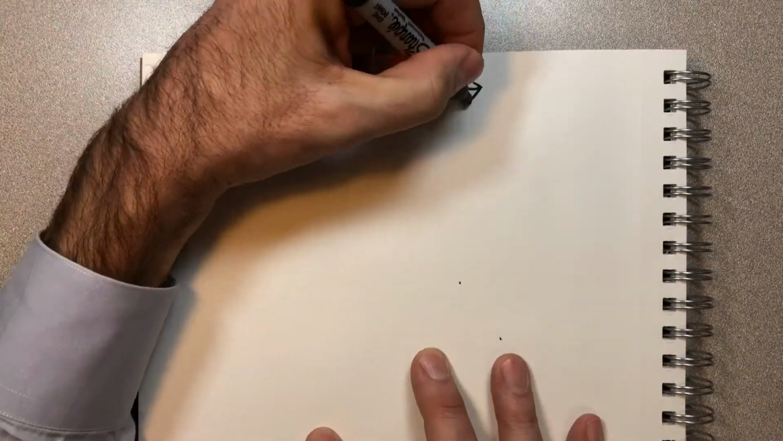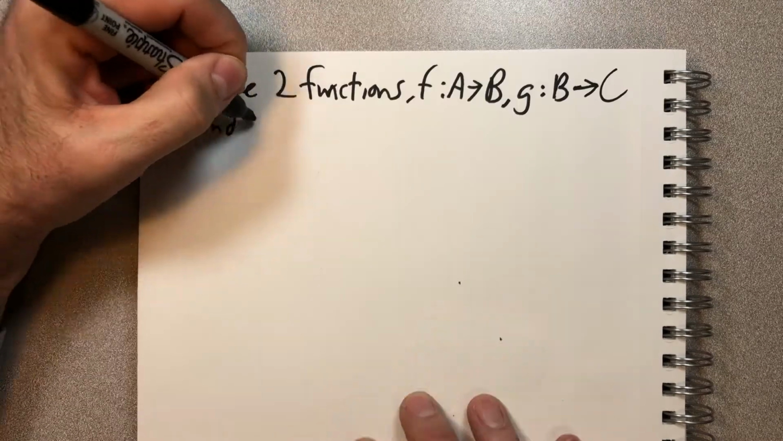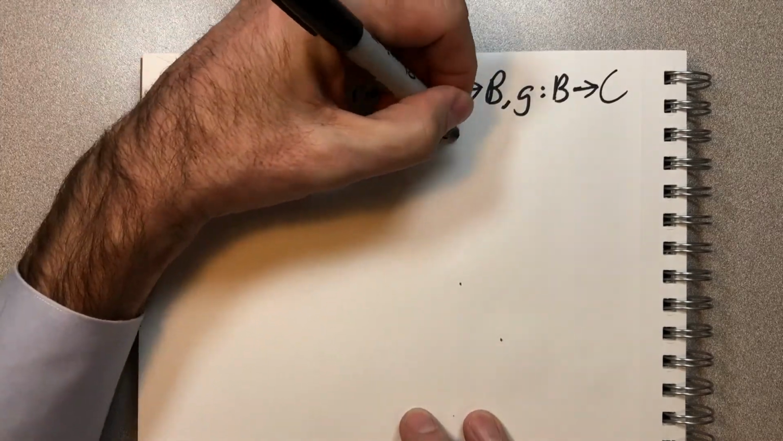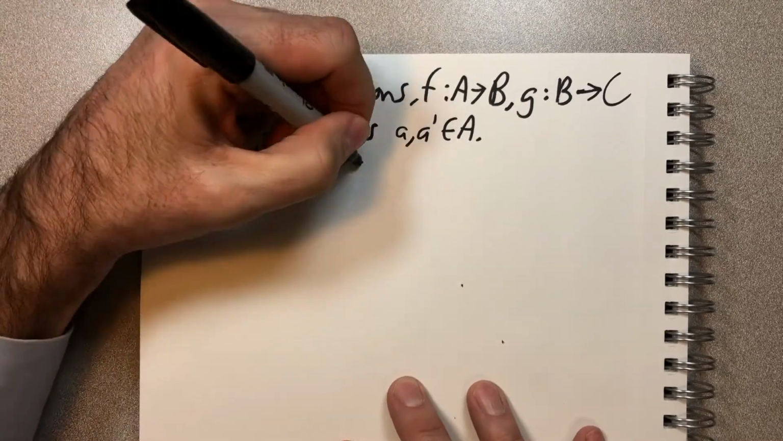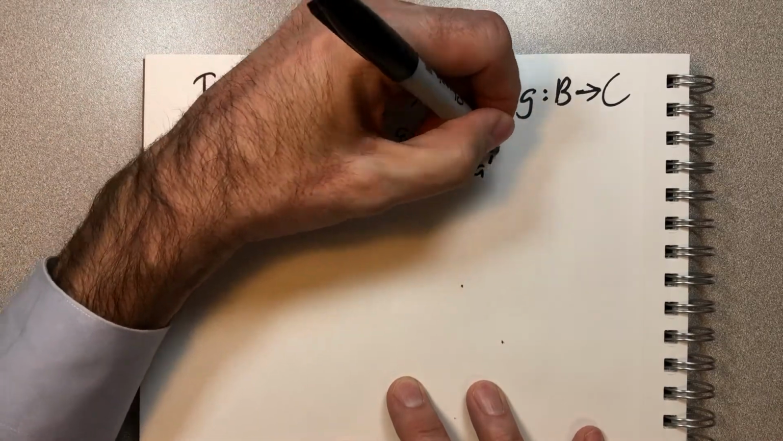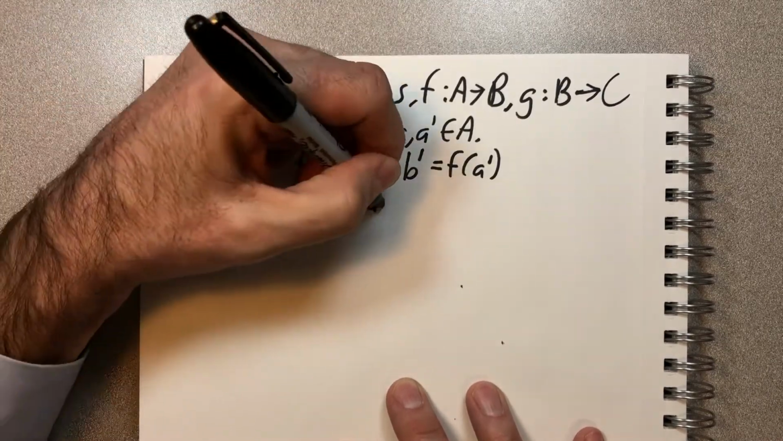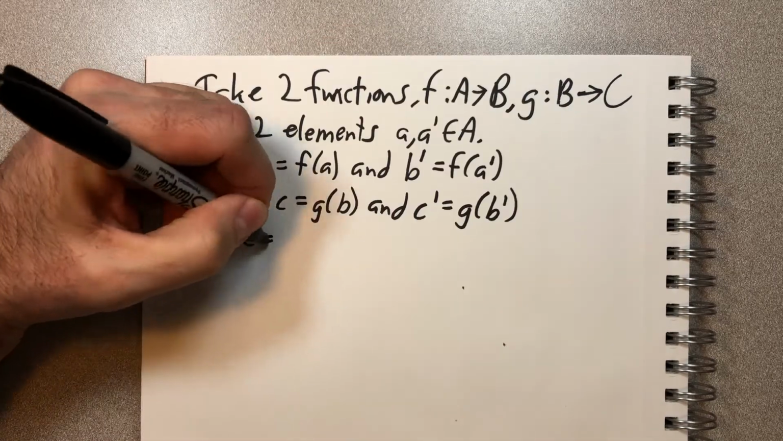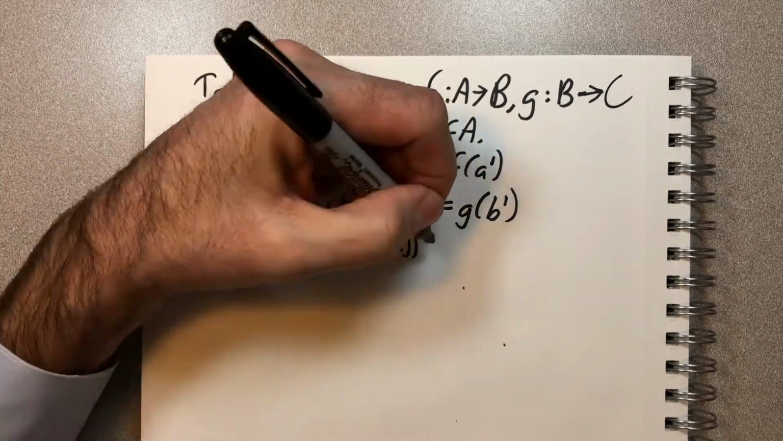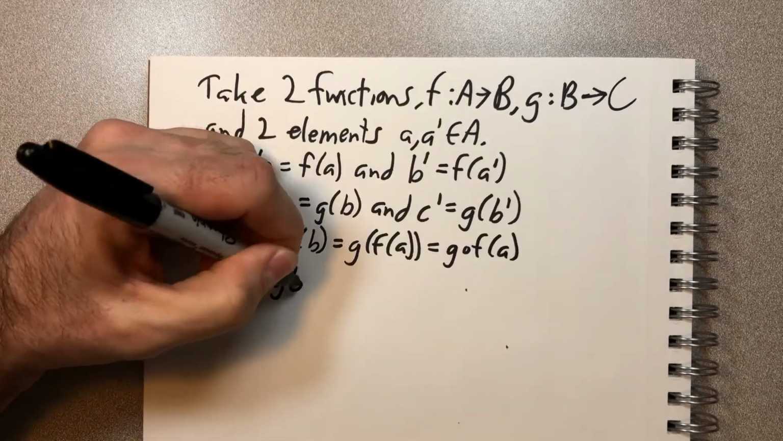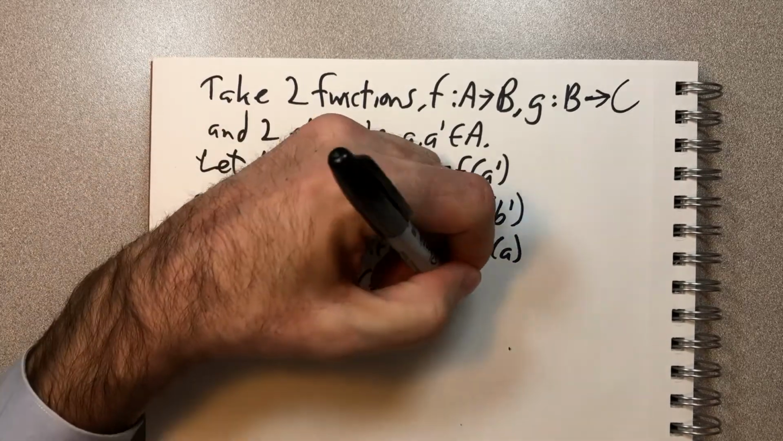So these two claims are easy to check. So take two functions, f from A to B and g from B to C, and two elements, a and a', in A. Let b equal f(a) and b' equal f(a'), and let c equal g(b), and let c' equal g(b'). So c equals g(b), which equals g(f(a)), and c' equals g(b'), and so on.